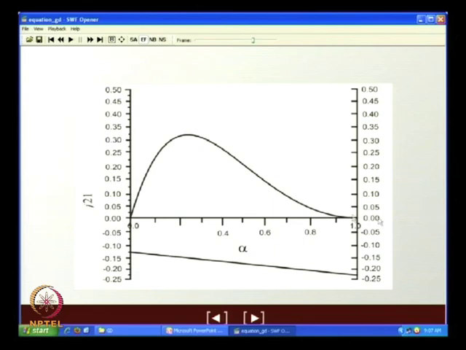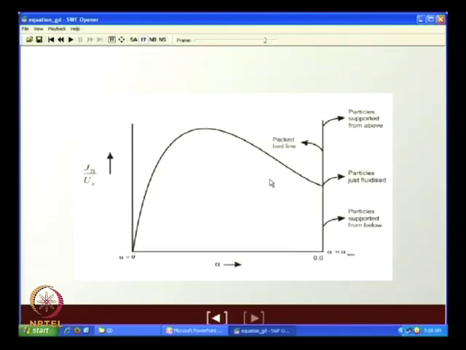For gas liquid systems this is not a problem, but for fluid particle systems we find that there is a point of discontinuity beyond which this curve cannot exist. The curve looks something of this sort. It exists till a maximum alpha. This maximum alpha depends upon the nature of the fluid and the solid.